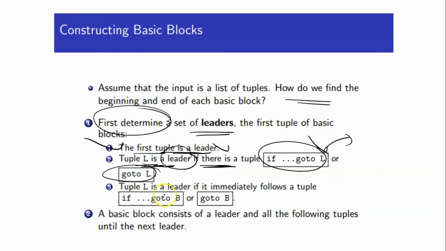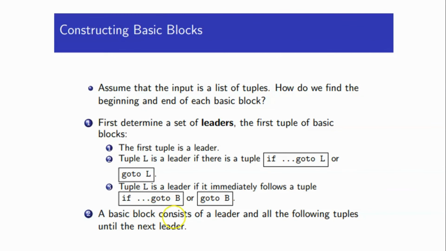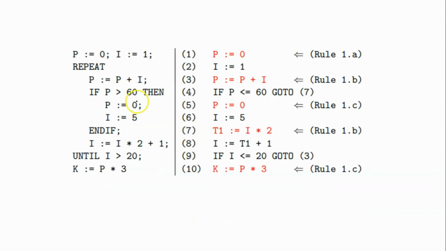Now, tuple L is a leader if it immediately follows a conditional or unconditional jump tuple. So basically, if you have a conditional or unconditional statement, then the statement that follows it will be a leader. So this is the very simple leader algorithm. And basic block is what? From one leader to the next leader. That is a basic block. So let's take an example. Let's see this example.